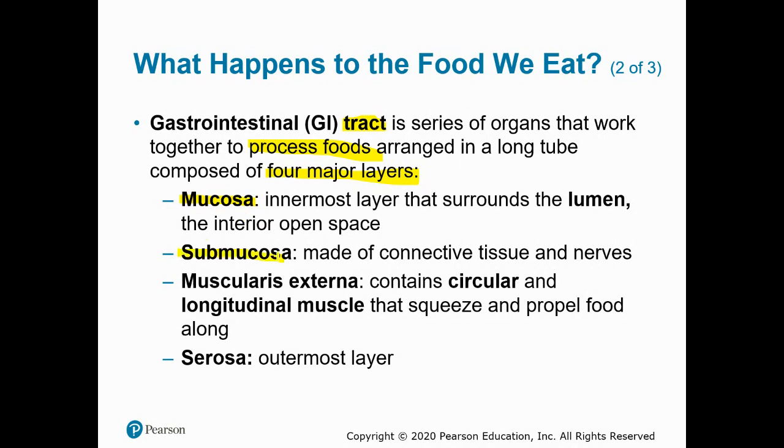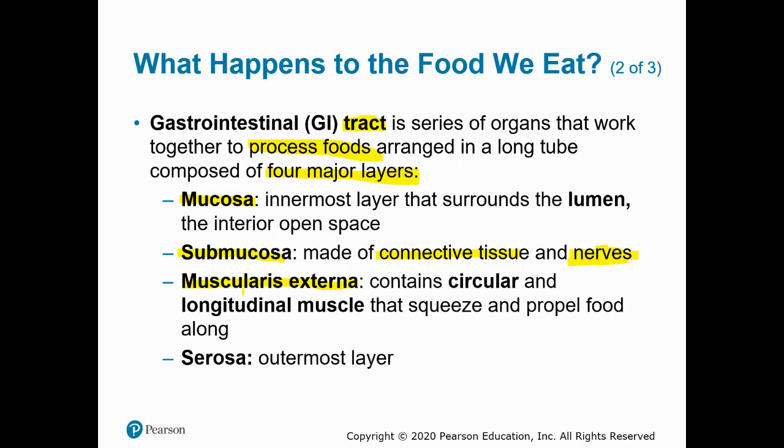Then there's the submucosa, just behind the mucosa layer. And that's where we have a lot of the connective tissue, and that's where the nerves come in, right? So connective tissue is helping to connect it to the other parts of the body, and allowing it to be kind of a supple tube, right? Not a firm, rigid tube. And then behind that, we have the muscularis externa.